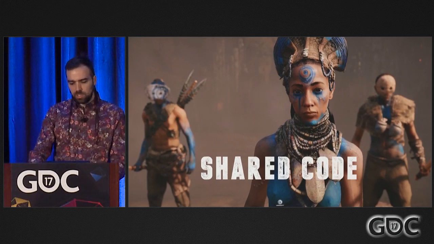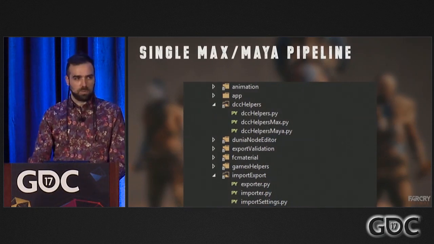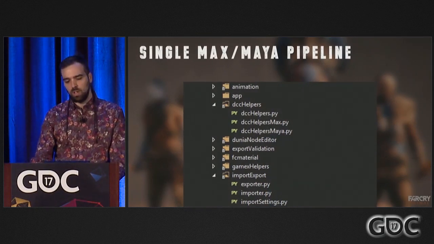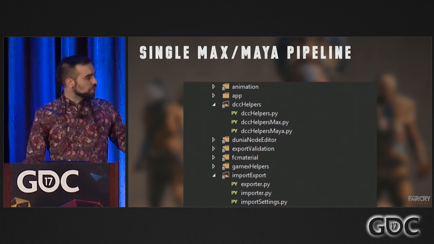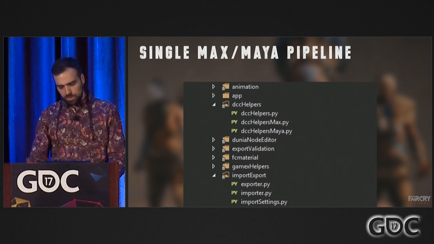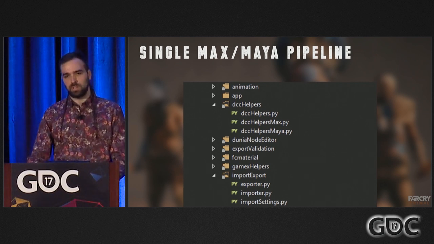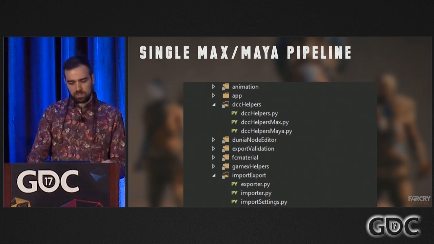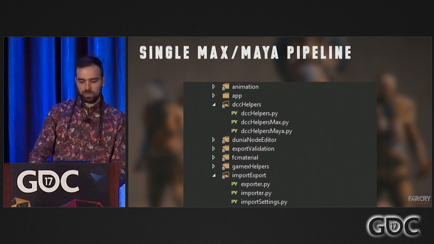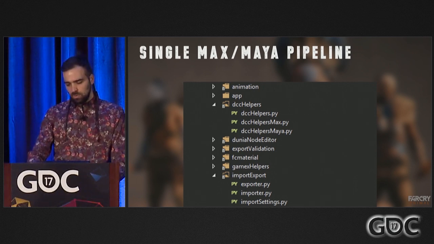The first thing was we needed to share code. So we looked at the options in the Autodesk packages, and Python is well supported now between Max and Maya. So this is what the Python pipeline looks like. You can see there's a few things there. First is there's some stuff like an import-export module there with the exporter and an importer. These things are kind of DCC agnostic, but you can see there's also a DCC helpers module, and in there you can see there's a DCC helpers file, but there's also DCC helpers Max and DCC helpers Maya. So let's look at how that works.